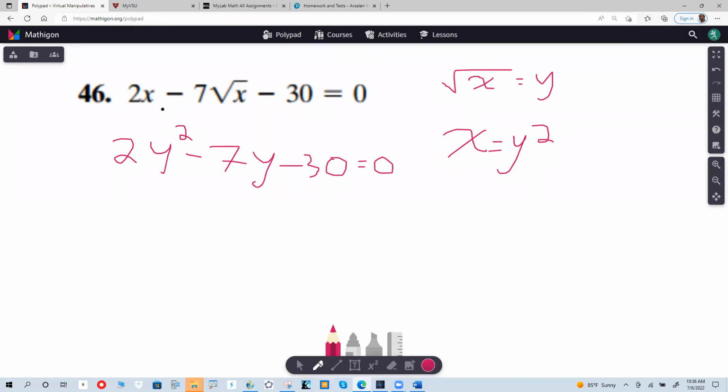When I see a 2 here, I don't like to factorize things with the 2 here. Sometimes it works out, but I'm not going to test it, 60, 20. I'm not going to waste my time. I'm going to use the quadratic formula. This is a quadratic function in y. I'm going to just use the quadratic formula.